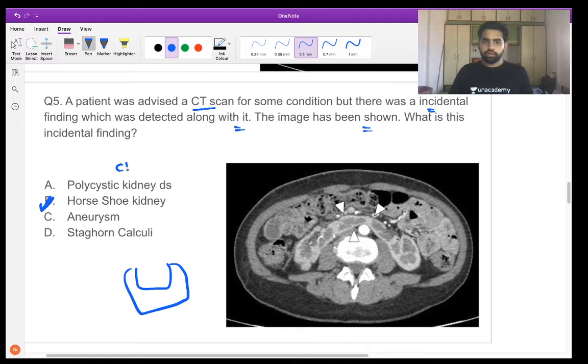Regarding the clinical features, most patients with a horseshoe kidney are asymptomatic. That is why it is an incidental finding. And what is the incidence of horseshoe kidney? It is present in 1 in 400 people. So every 1 in 400 people will have a horseshoe kidney. Okay, so good, that's the correct answer.